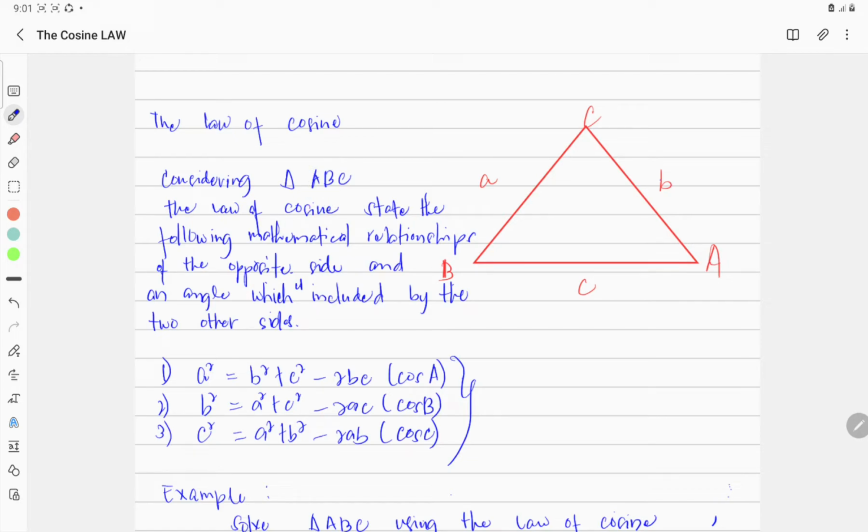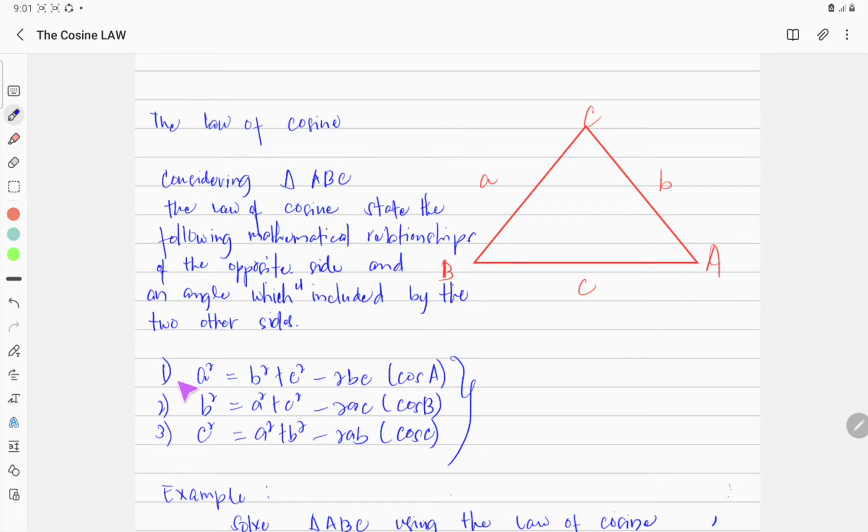Okay, welcome back. In this video, I will show you how to solve an oblique triangle using the law of cosines. We'll consider this triangle ABC here, and the law of cosines states the following mathematical relationships of the opposite side and an angle which is included by the two other sides.